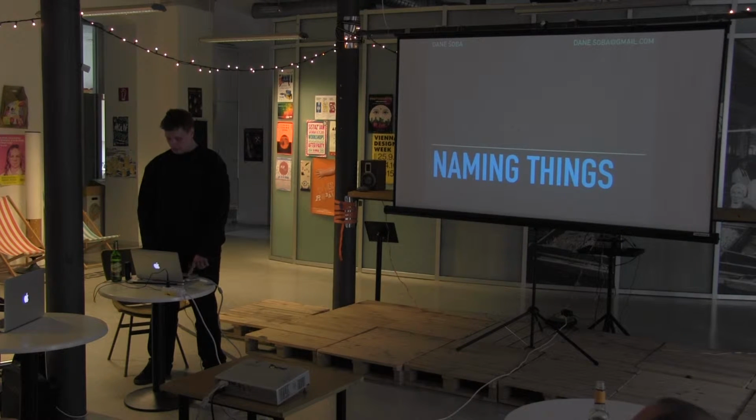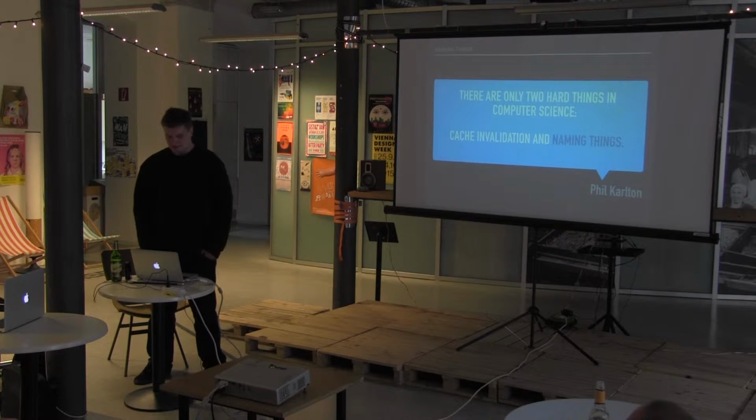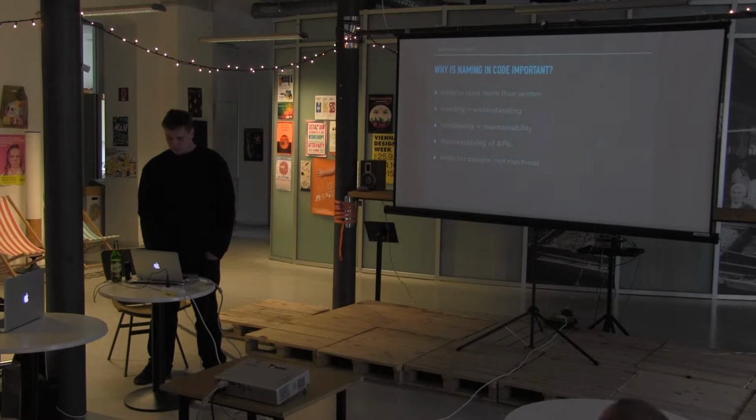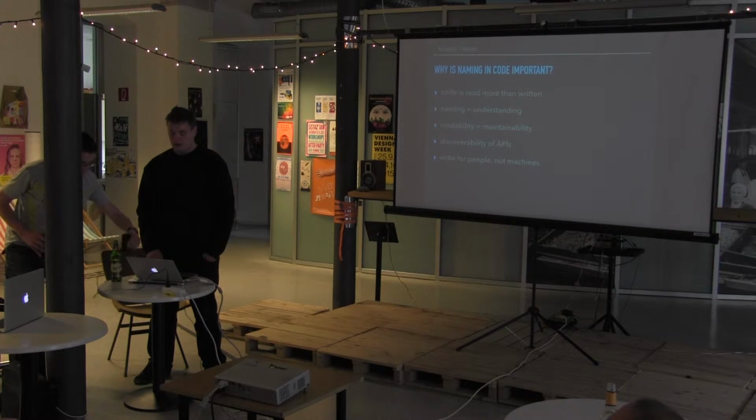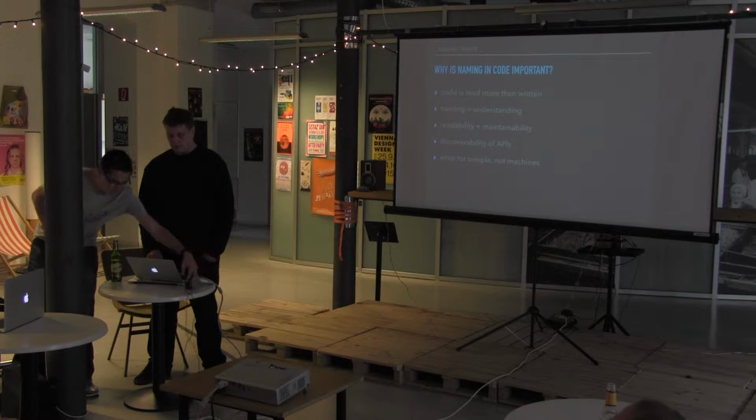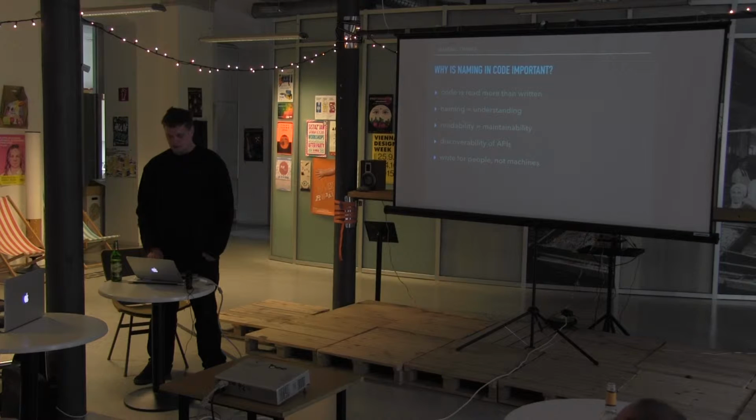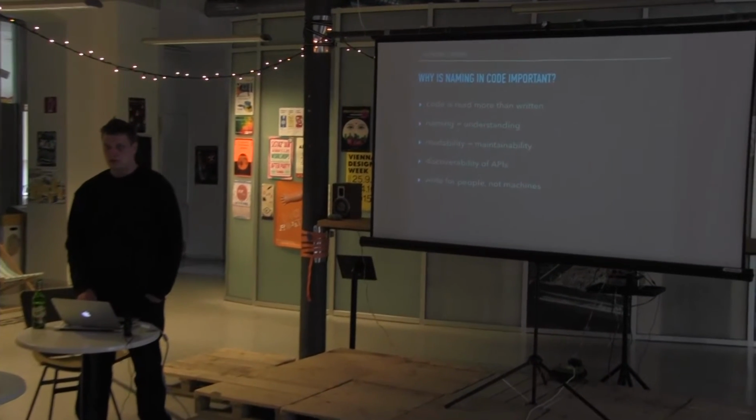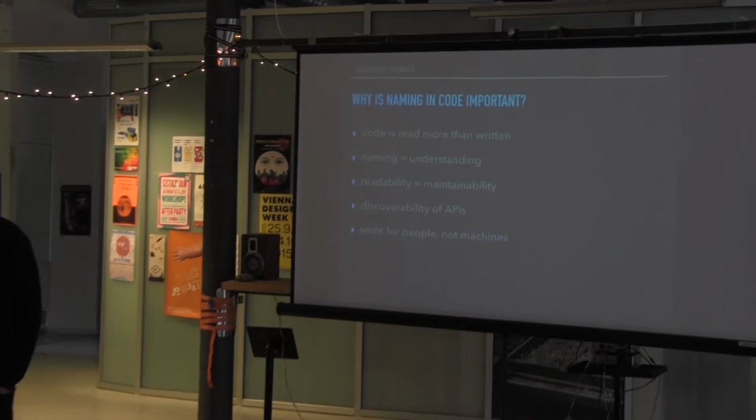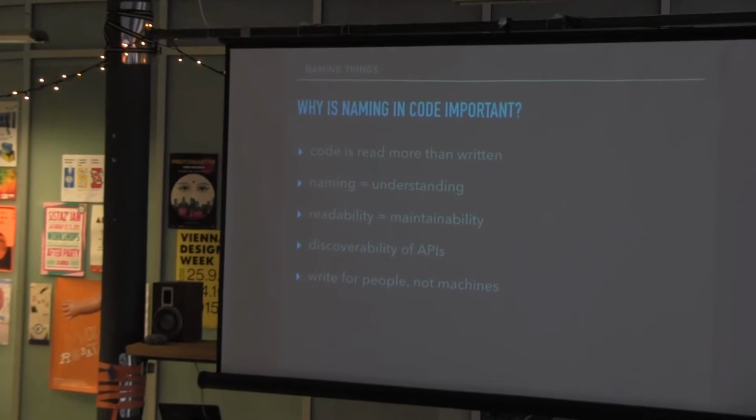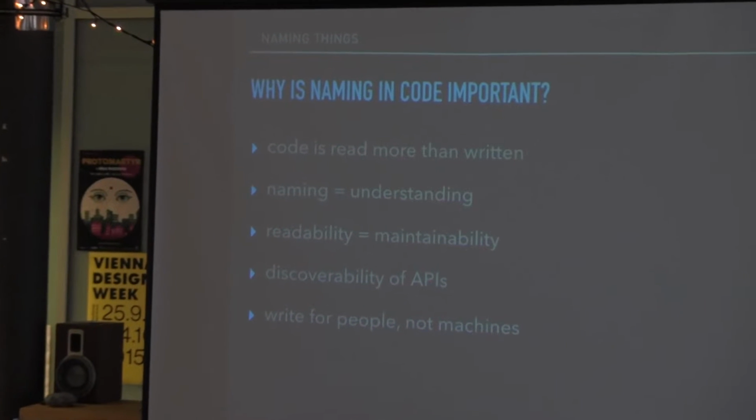Hi. So, they say there are only two hard things in computer science, cache invalidation and naming things. So why is naming things so important? Code is read way more often than it's written, and to actually give good names, you have to understand what you're trying to do. Readability of code also means maintainability. And good naming is important for public APIs so that you can discover and understand what they do. You should always be writing code for people and not for machines.